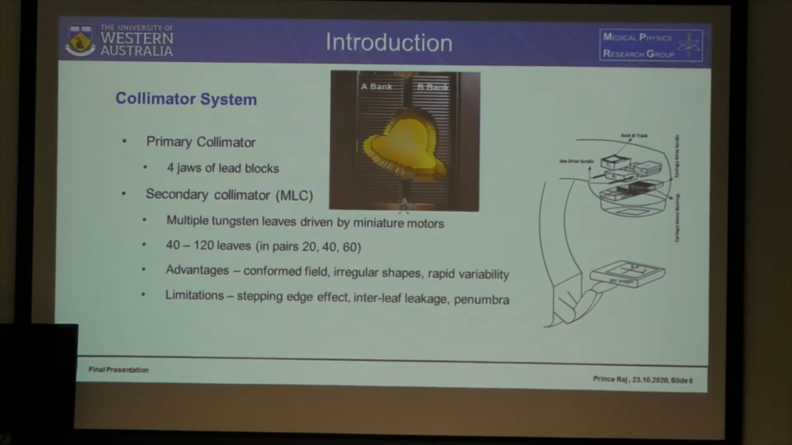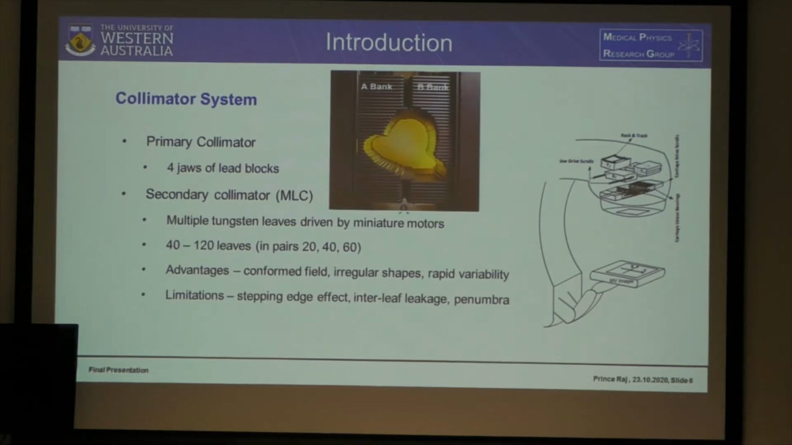There are various parameters. While we focus on the collimator system, we use two collimator systems, primary and secondary. Primary is the traditional method used for square and rectangular fields, which is just 4 blocks of lead. The secondary is the multi-leaf collimator. It's just smaller tungsten leaves driven by miniature motors. Usually we can find around 40 to 120 leaves. For this project we used the MLC 120, HG 120 variant.